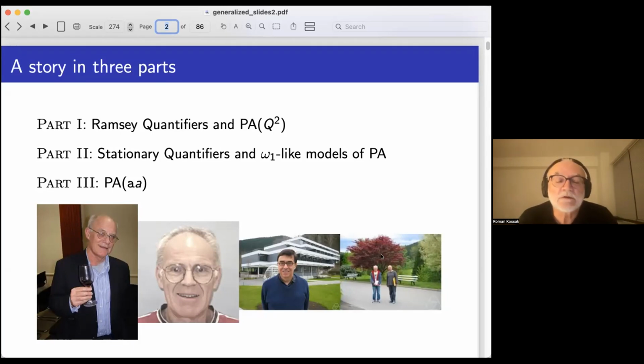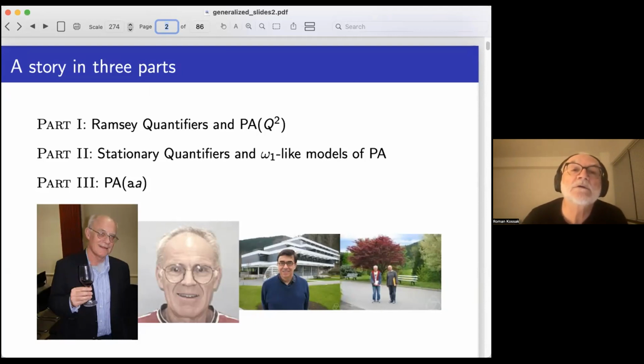The important thing is not really to talk about mathematics with all the details and proofs. It's a sort of history talk about an episode in the history of model theory of arithmetic that started in 1980 with a paper of Angus McIntyre, and you see Angus here on the left of the screen.